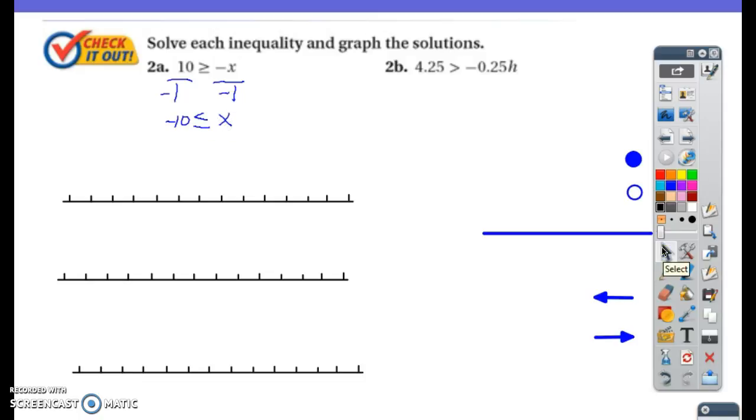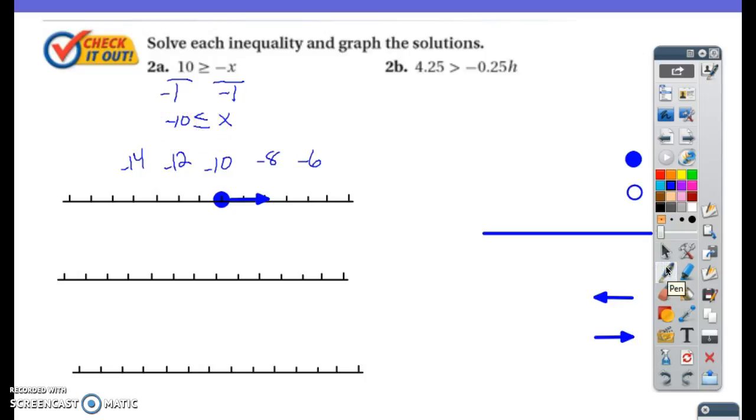So now we need a closed circle. We're going to make our graph, and then let's do negative 8, negative 6. So x has to be greater, which means we are moving to the right. And is negative 6 bigger than negative 10? Yes, and so we move on.